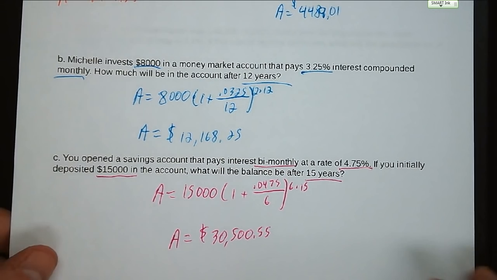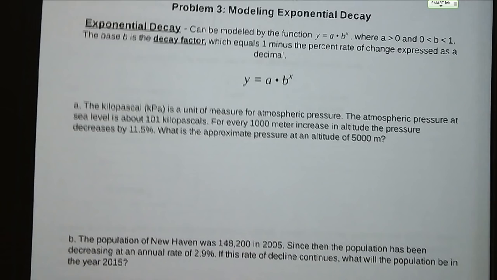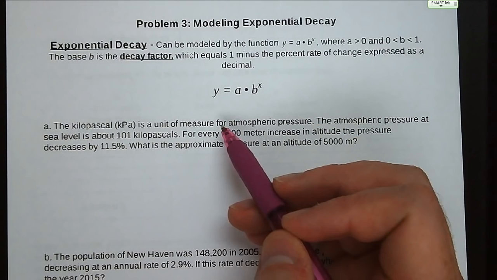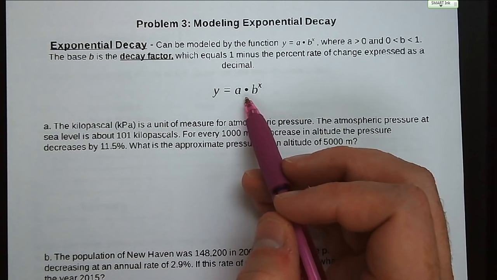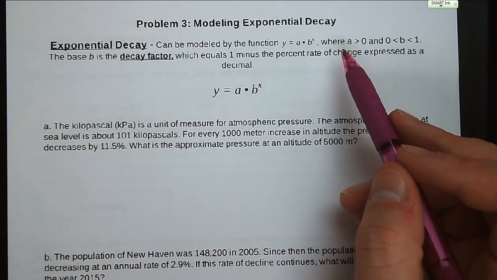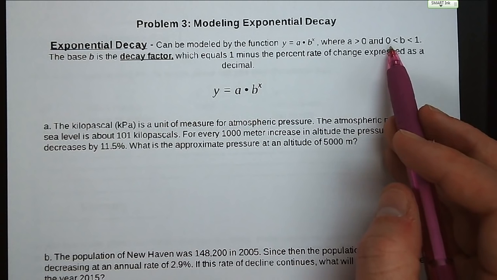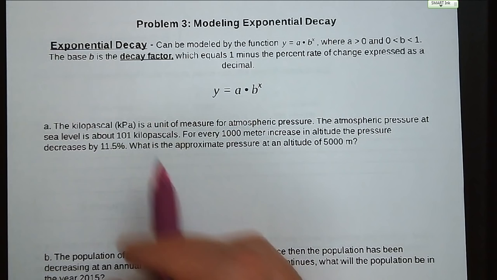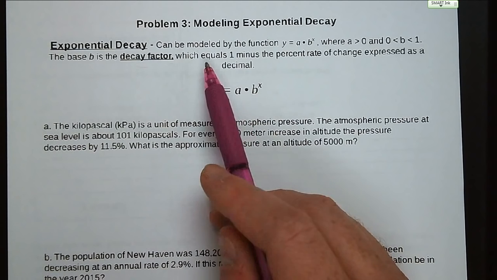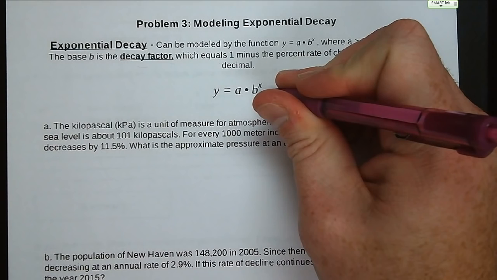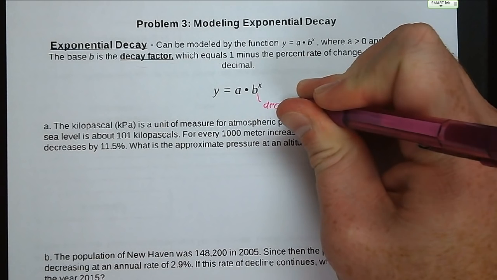Okay. Last section in 7.7 is exponential decay. Now, the difference here is that we are decreasing instead of increasing. So it is modeled by the exact same base function, y equals a times b to the x, except this time a is going to be greater than 0. Again, our starting population has to be greater than 0. And b has to be between 0 and 1. So this is going to allow us to be decreasing. The base is our decay factor in this one, and it is 1 minus the percent rate of change expressed as a decimal. So we have decay factor instead of growth.